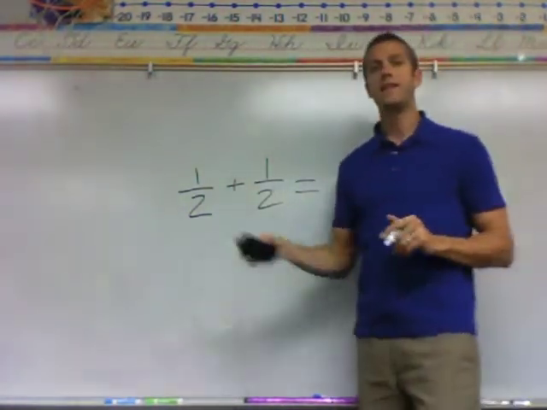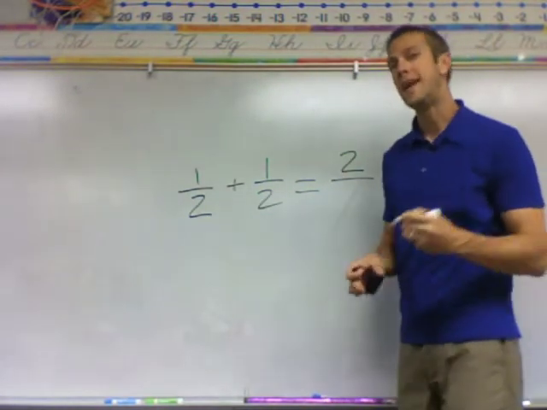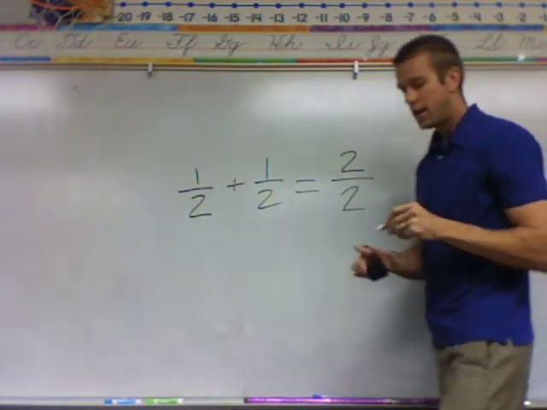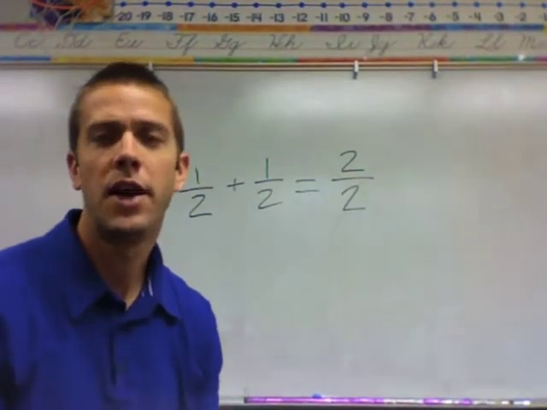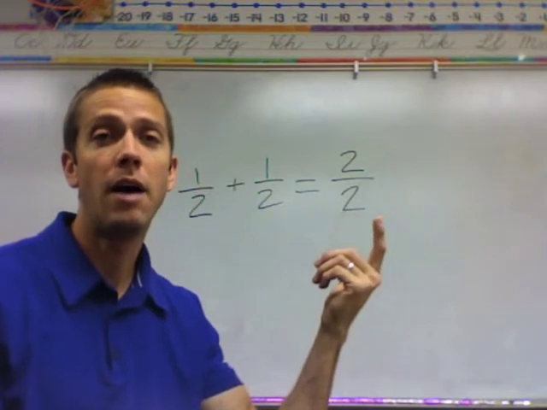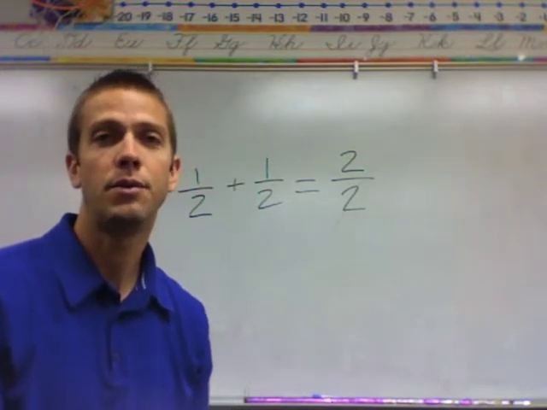You would like to get a whole. What if you added the top two numbers and the bottom stayed the same? Now, isn't 2/2 a whole? Yes. So how do you add fractions that have like denominators? You add the numerator on the top and you keep the denominator on the bottom the same. That's all you have to do, okay?